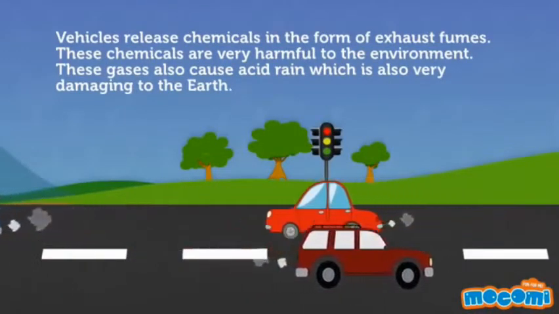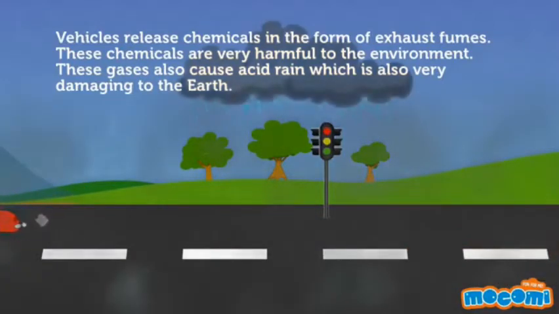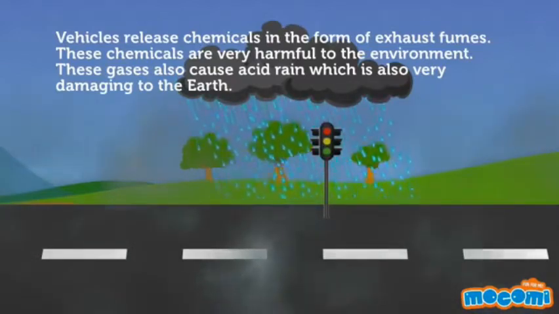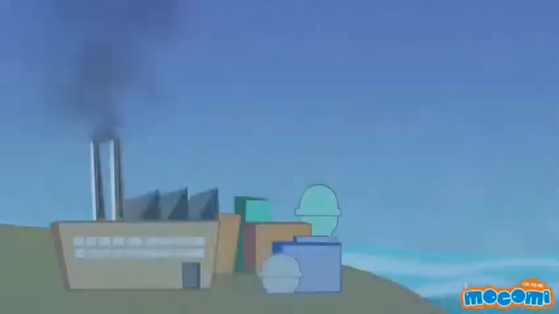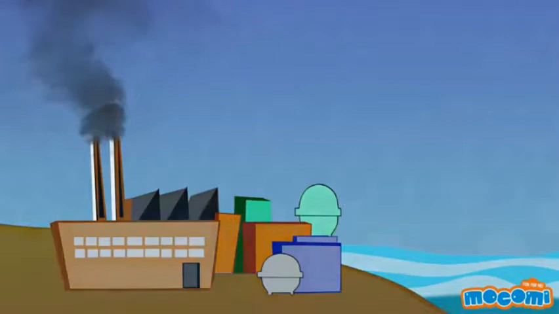Vehicles release chemicals in the form of exhaust fumes. These chemicals are very harmful to the environment. These gases also cause acid rain, which is also very damaging to the earth. Many industries release a lot of fumes which are harmful for the environment.